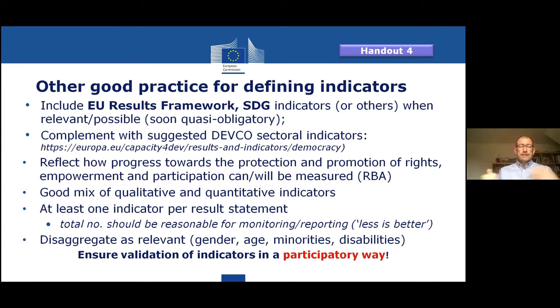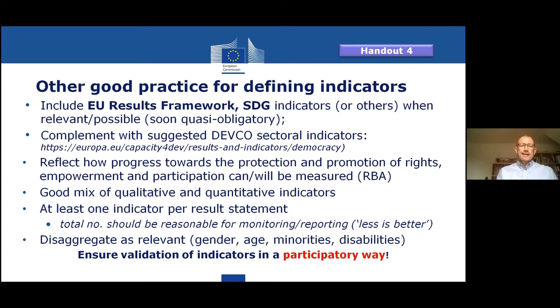Disaggregate your indicators as relevant by gender, age, minorities, disabilities. Wherever possible, disaggregate, so make sure that the data you're reporting on is available. So you can say the number of men that have been trained, and the number of women that have been trained, or the number of children, or the number of youth under the age of 24, and so on. You've got this data available to you, so you can then report on it.